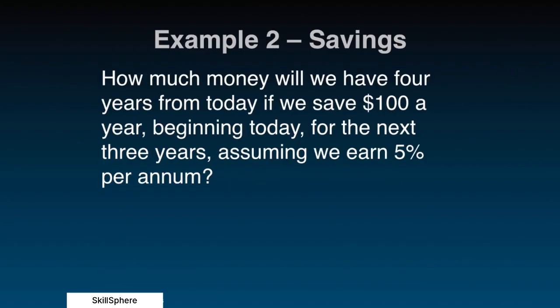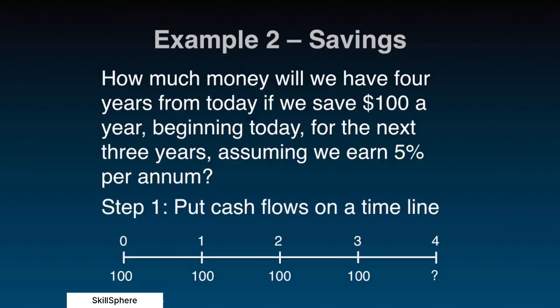Let's do a second example. How much money will we have 4 years from today if we save $100 a year beginning today for the next 3 years, assuming we earn 5% per annum? Step 1, put the cash flows on a timeline. So we're saving $100 a year beginning today for the next 3 years. We're going to earn 5%, and I want to know how much I have after 4 years.